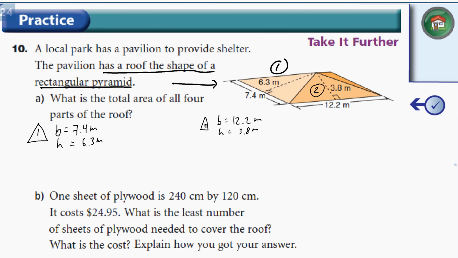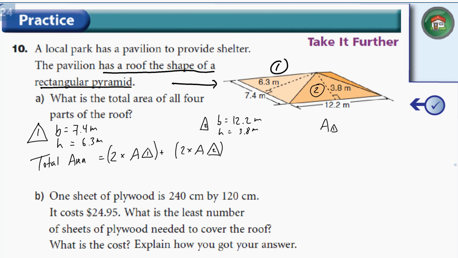And it looks like we would have 2 of each. So the total area would be 2 times the area of triangle 1, plus 2 times the area of triangle 2. So on the side here, I'm going to figure out the area of each so it's clean.